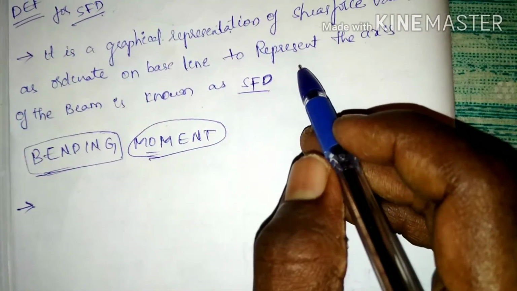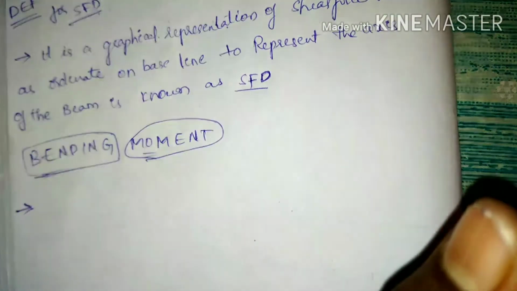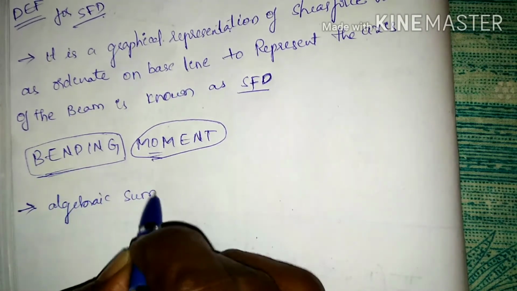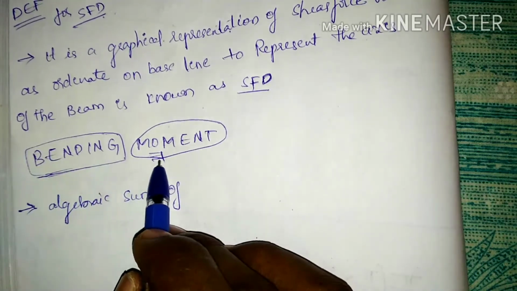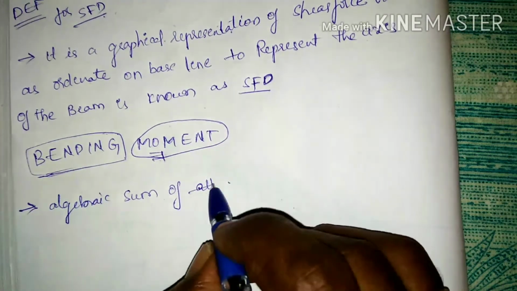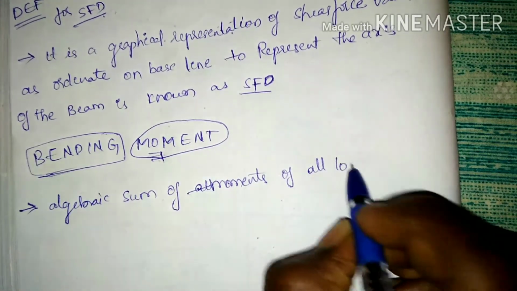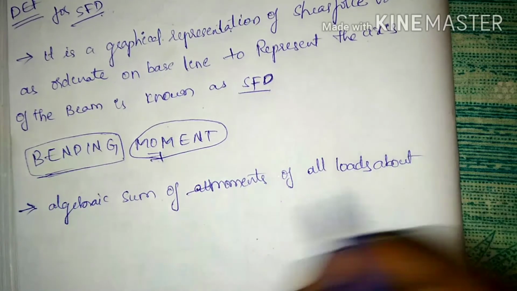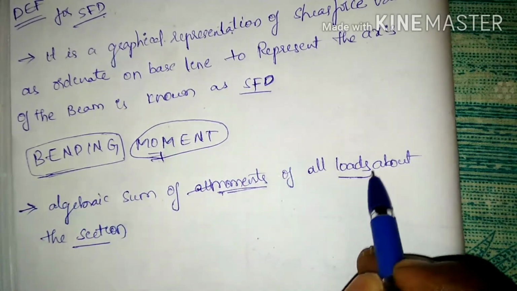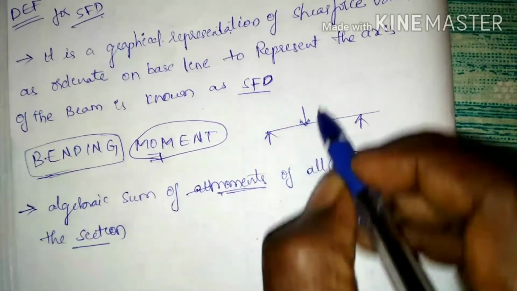In the shear force diagram, we took the algebraic sum of all forces on the section or at the section. Here, since we are talking about moment, it is the algebraic sum of moments of all loads about the section. We have to take the loads' moment here. It is a 10 kN load.